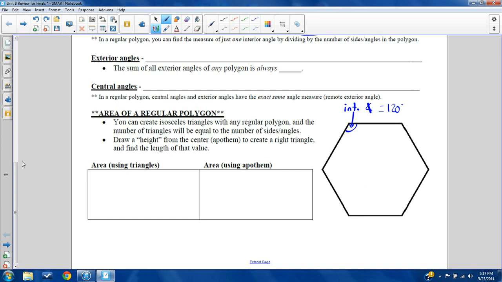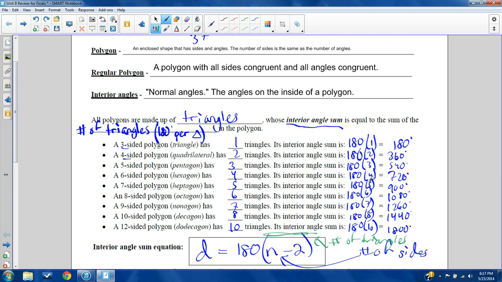In a regular pentagon, it would be different, right? A regular pentagon's interior angle sum adds up to 900. Oh, I'm sorry, that was a six-sided shape. A pentagon adds up to 540. Now you got to take 540 and divide by 5, the number of angles in a pentagon, and you're going to get a different number. You'd get 108 degrees.